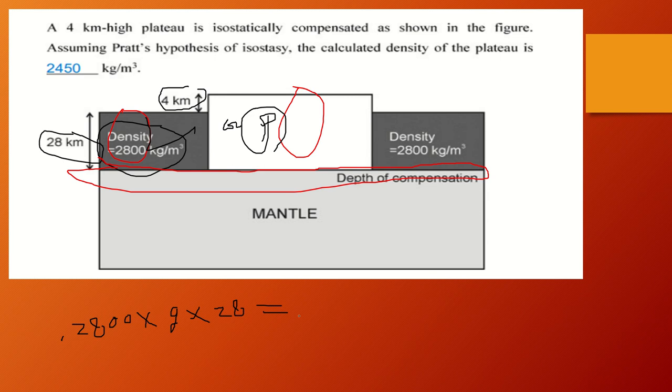So here we have to find out the density, that is rho. G is gravity, which will be the same, and the height is now 28 plus 4. This total height is 28 plus 4, which is equal to 32 kilometer. So g will be cancelled, and by solving this equation you will get rho equal to 2450. Okay, this is a simple question. This question is asked many times, sometimes in one number, sometimes in two numbers. So important, easy, and frequently asked. Let us see the next question.